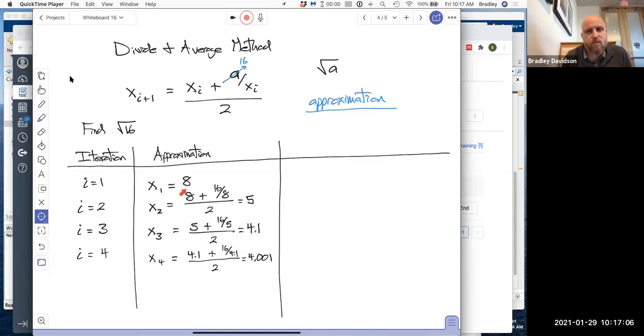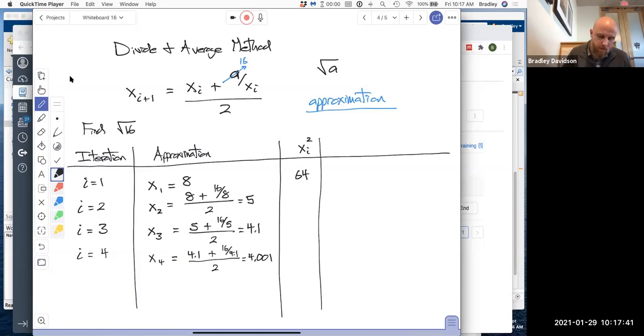Let's go back to our first approximation. Our approximation is 8. With this approximation of 8, we could compare that to 16 by squaring 8. So I want you to make another column where we have xi squared. When i is equal to 1, if we square this, it is equal to 64. And so we can compare 64 to 16, and then we can come up with an error, and that error would be xi squared minus 16. So for this error, 64 minus 16 is equal to 48.